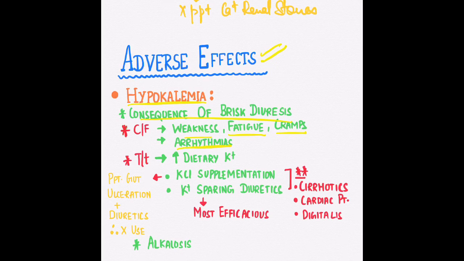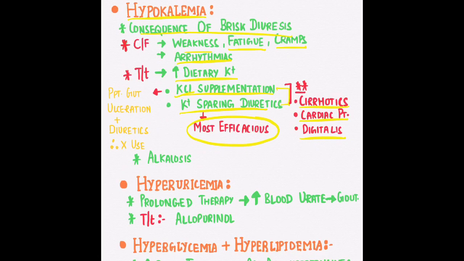The treatment for hypokalemia is increased dietary intake of potassium, KCl supplementation, or concurrent use of potassium-sparing diuretics. These two are used in special risk conditions such as in cirrhotics, in cardiac patients, or when a patient is on digitalis medication. The most efficacious of these all is the use of potassium-sparing diuretics. KCl supplementation is not recommended with diuretics as it might precipitate gut ulceration due to potassium release as a single spot. Therefore, the potassium-sparing diuretics are the treatment of choice for hypokalemia caused by thiazides.